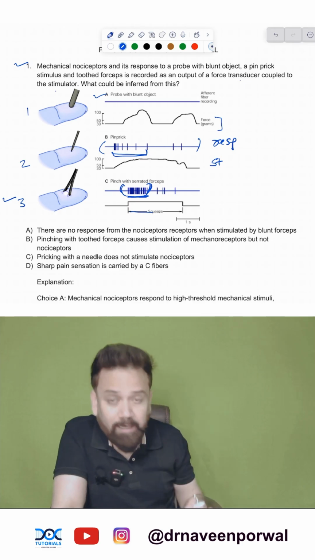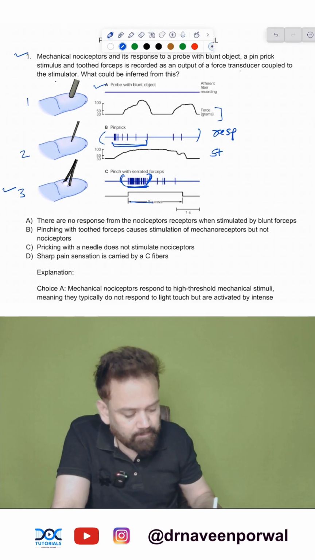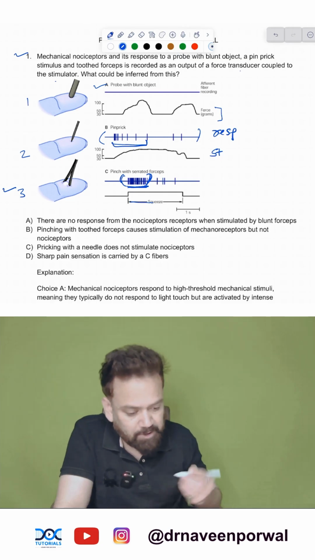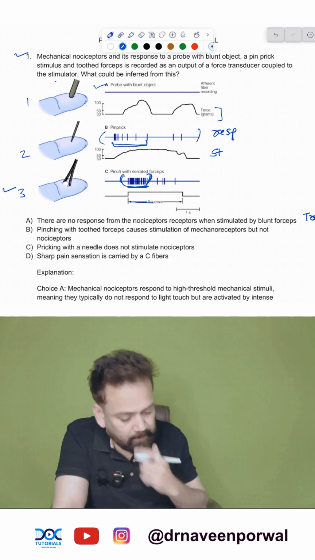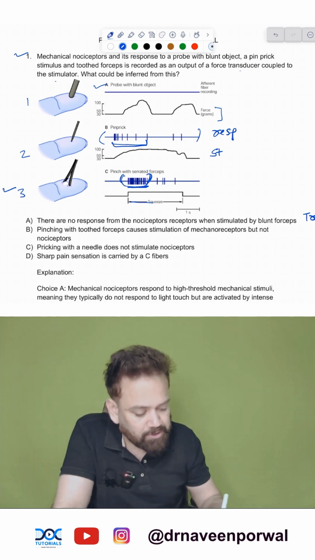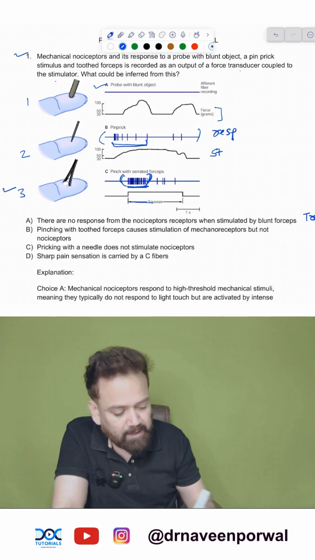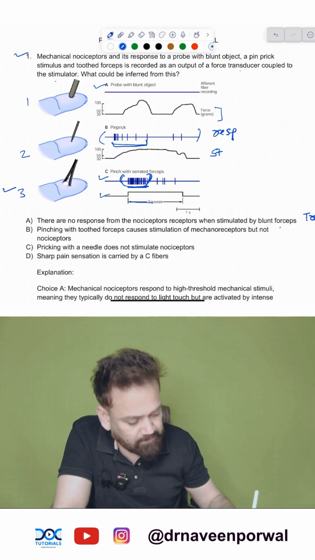Now let me read the options. There is no response from nociceptor when stimulated by the blunt forceps. It is true. Option A is true. Pinching with the toothed forceps causes stimulation of mechanoreceptor but not nociceptor. No, we can see toothed forceps produces mechanical as well as nociceptor response both. So this is false. Option B is false.